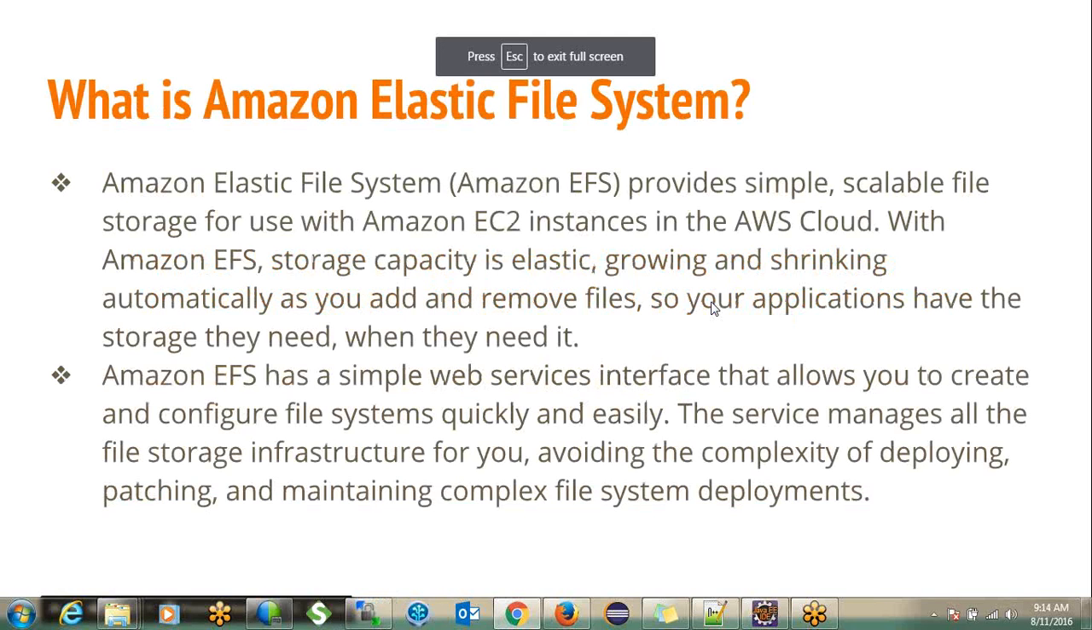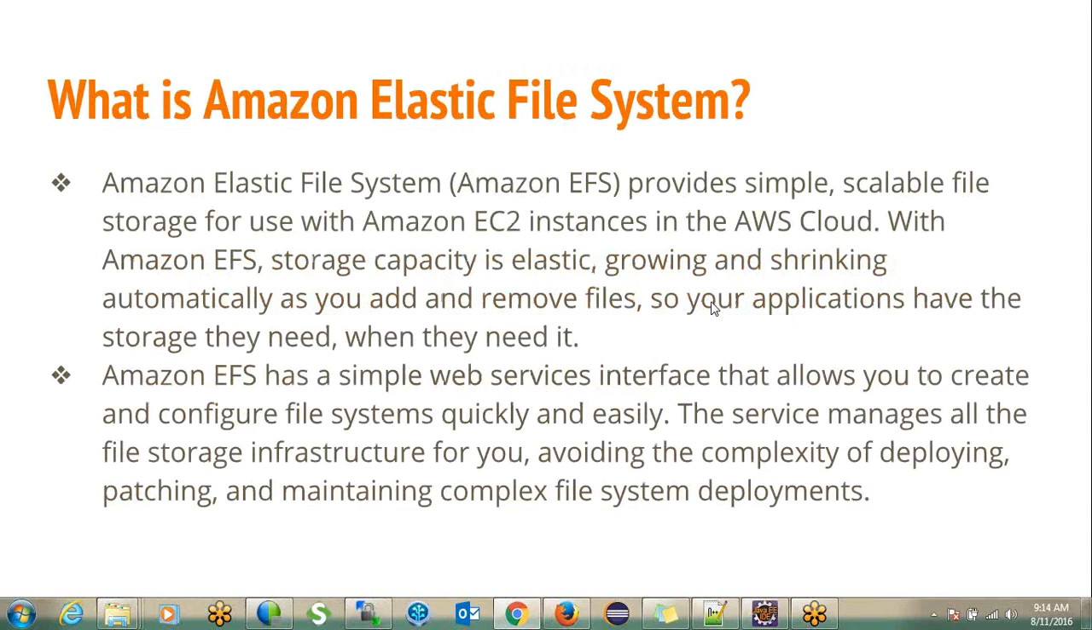So what is Amazon Elastic File System? Amazon Elastic File System provides simple, scalable file storage for use with Amazon EC2 instances in the AWS cloud. With Amazon EFS, storage capacity is elastic, so we need not specify a storage size limit.